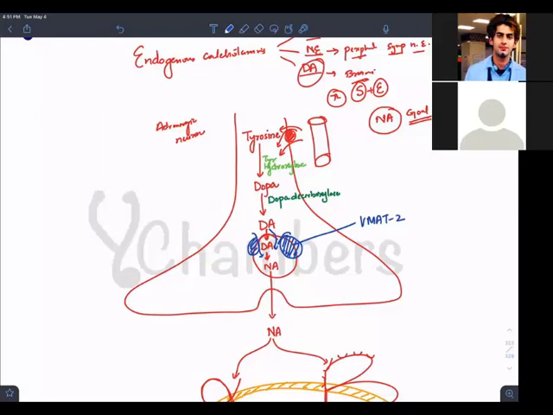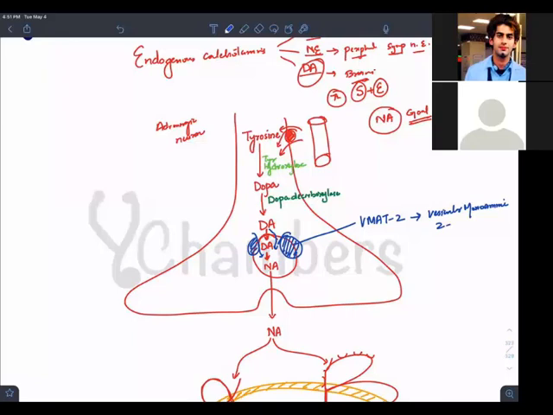So what is a VMAT2 transporter, guys? What is the function of VMAT? What is the meaning of VMAT first? Vesicular monoamine 2 transporter. Okay, vesicular monoamine 2 transporter.